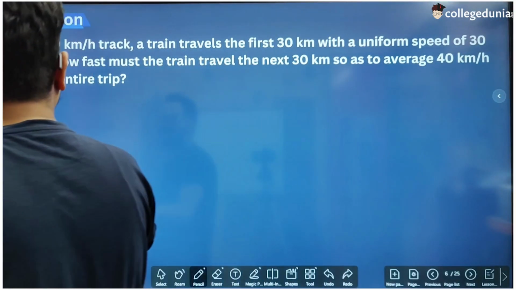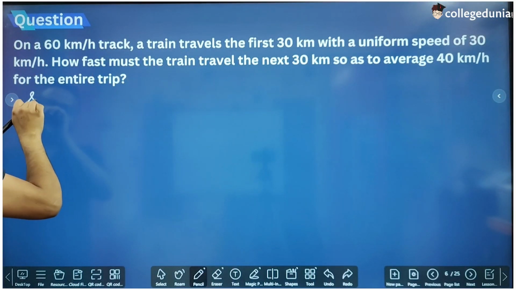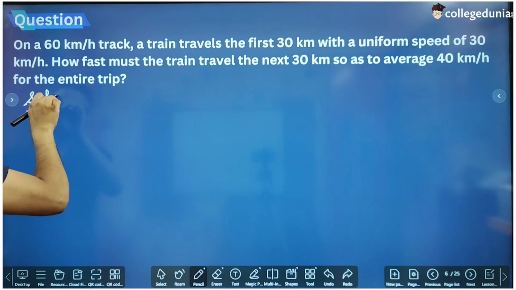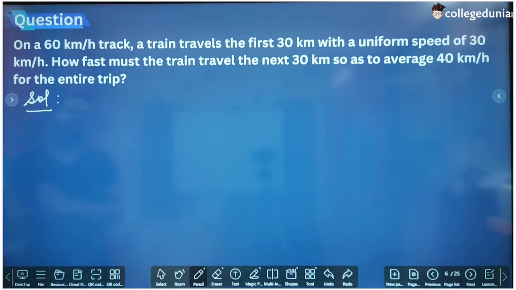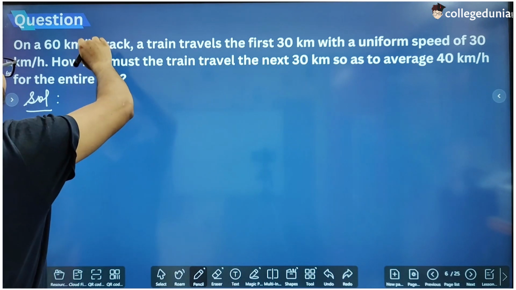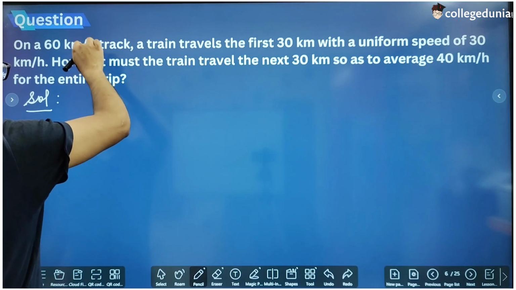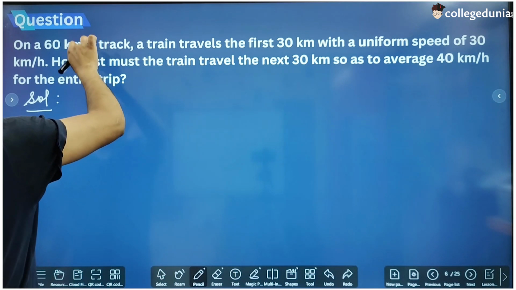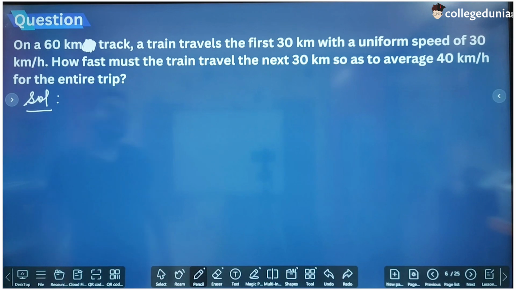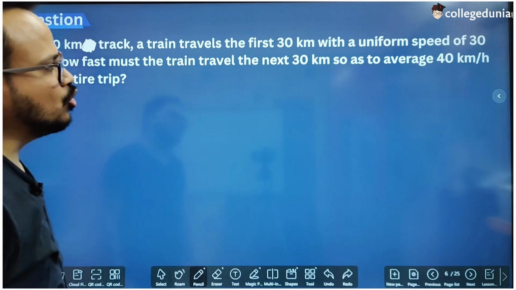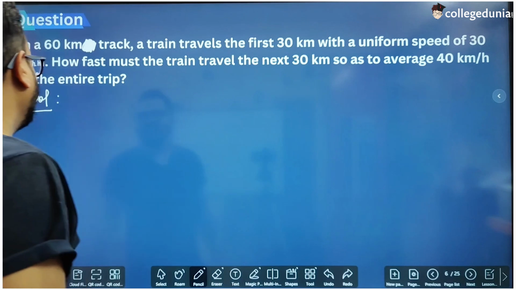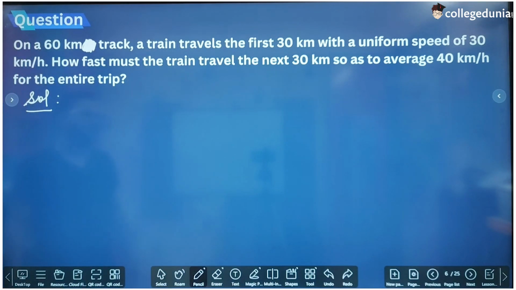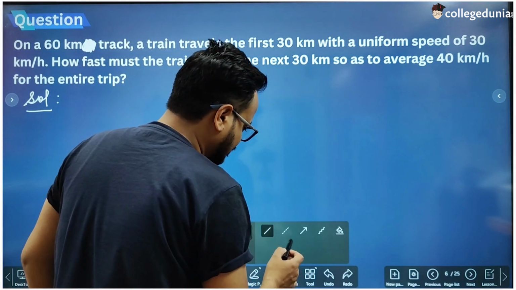Okay. Next question. On a 60 km track, a train travels the first 30 km with a uniform speed of 30 km per hour. How fast must the train travel the next 30 km so as to average 40 km per hour for the entire trip?